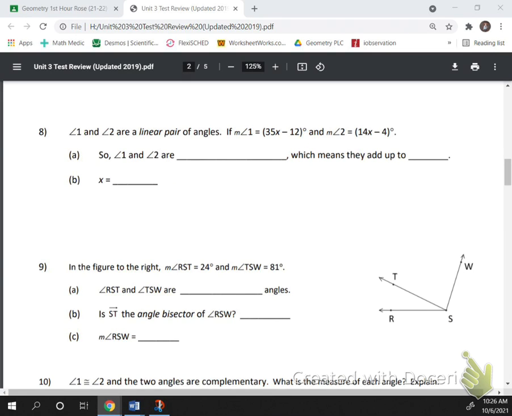8. Angle 1 and angle 2 are linear pair of angles. What does linear mean? Linear. Line. If you see linear, think line. How many degrees is a line? 180. So I need to draw these angles so they make a line. It doesn't really matter what it looks like, but this is what they look like. They add together and make a line.